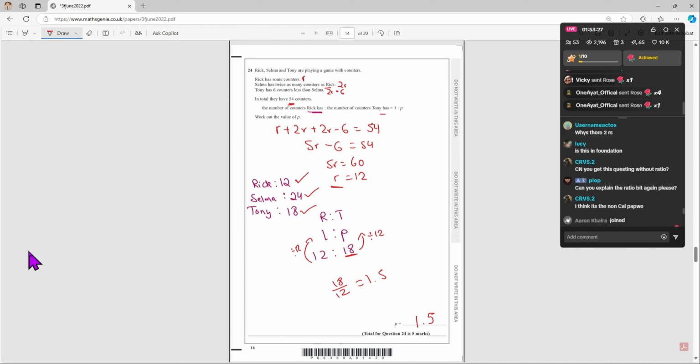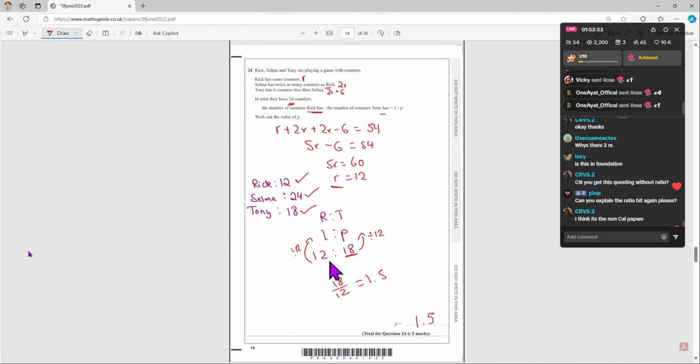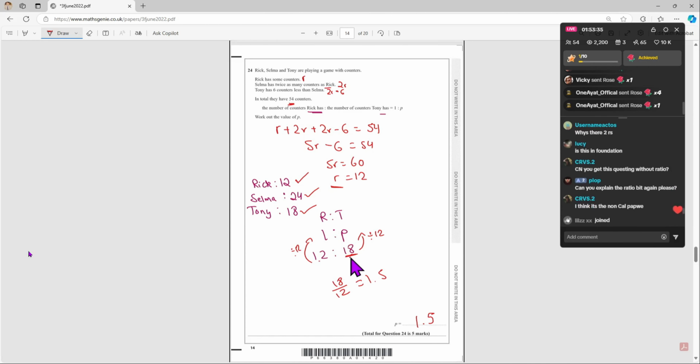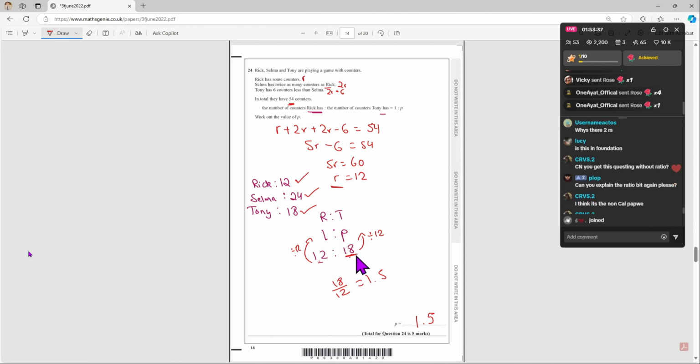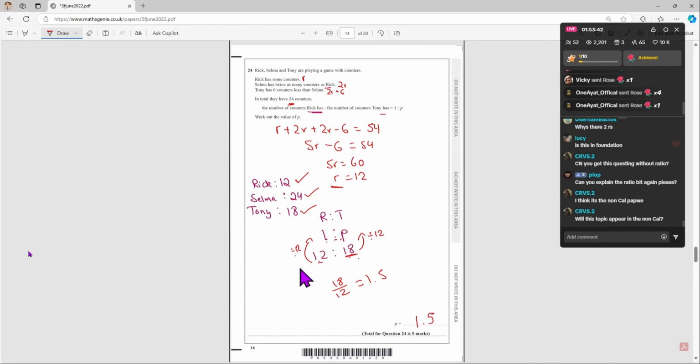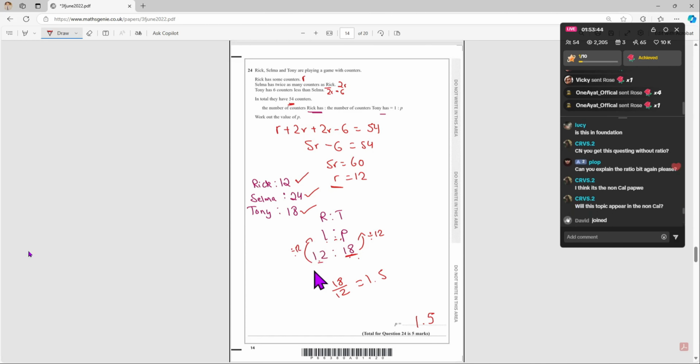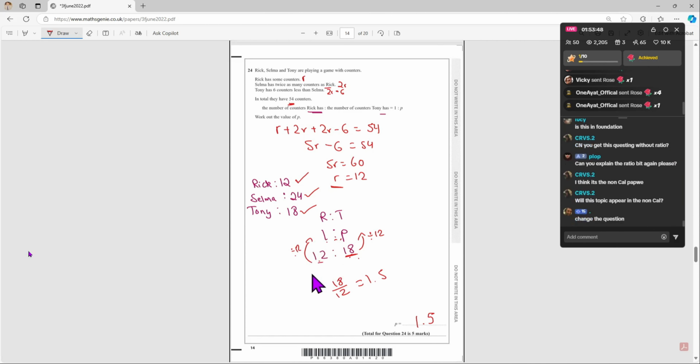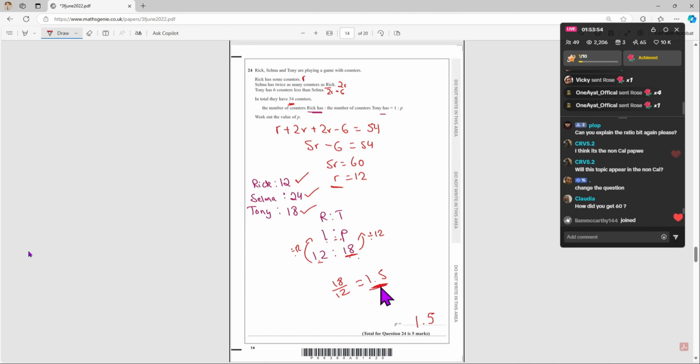It is calculator paper, guys. The ratio bit over here, we know that the ratio is 12 to 18 from Rick to Tony, the number of cans it has. We wanted to make it 1 to P, right? So we divide by 12 to get to 1 to P. Whenever we do one thing to one side of the ratio, we do the same thing to the other side. So you do 18 divided by 12, you get 1.5. So P is 1.5, okay?